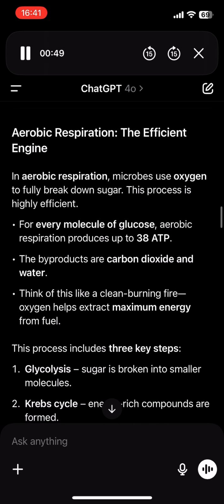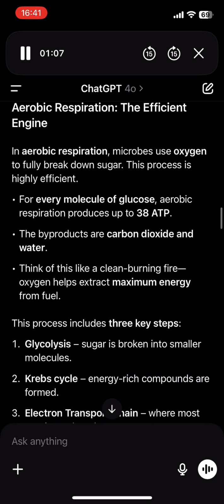Aerobic respiration, the efficient engine. In aerobic respiration, microbes use oxygen to fully break down sugar. This process is highly efficient. For every molecule of glucose, aerobic respiration produces up to 38 ATP. The byproducts are carbon dioxide and water. Think of this like a clean-burning fire. Oxygen helps extract maximum energy from fuel.